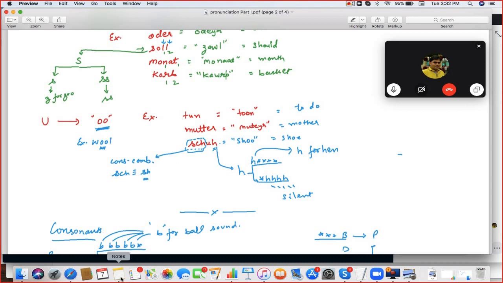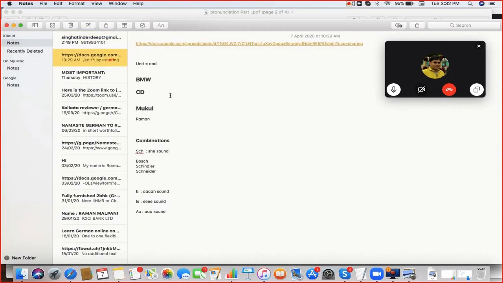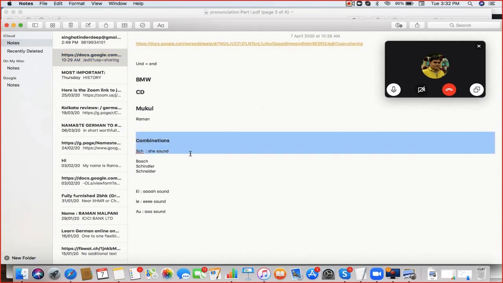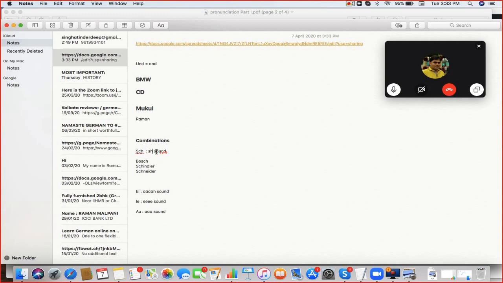I'll tell you just one concept. SCH is a combination. See my screen? SCH is a combination. SCH will have the sh sound.